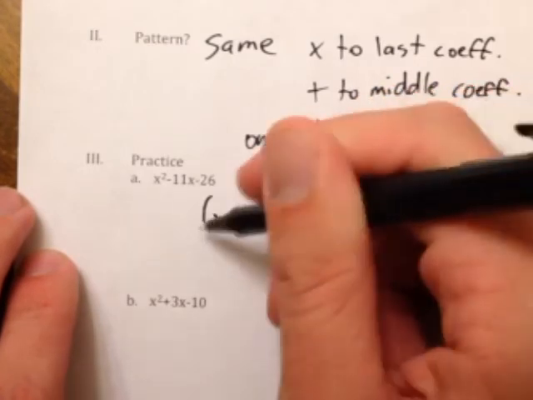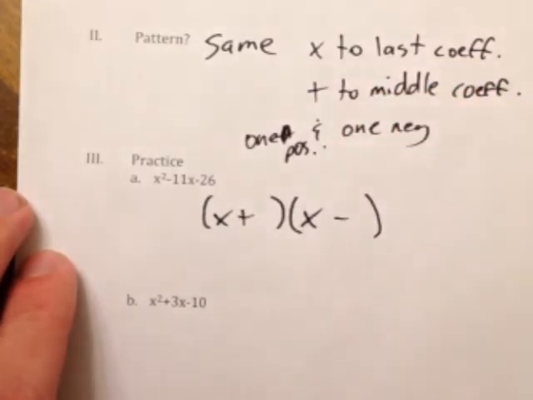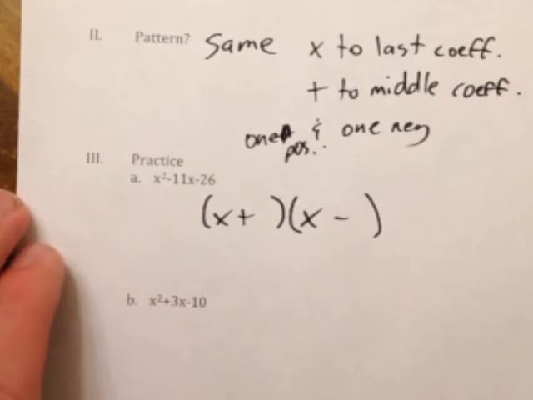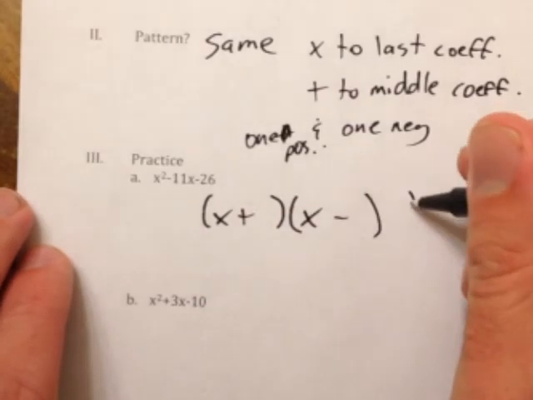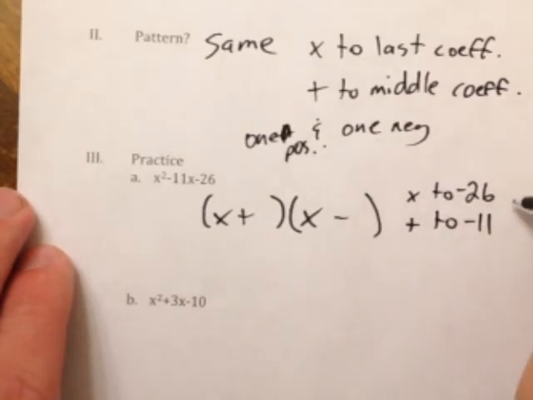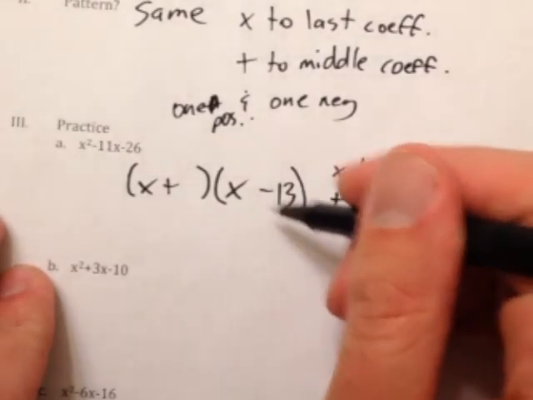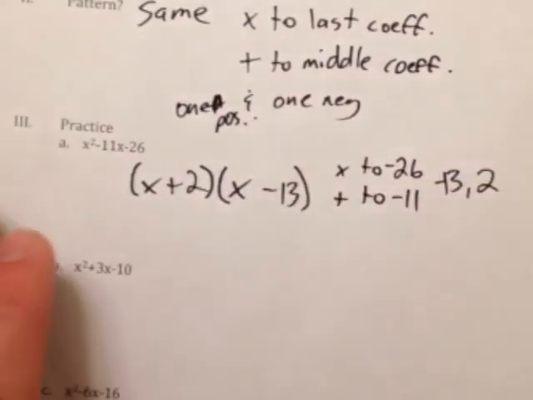Okay, so again, what I'm looking for down here, I know I start with x. They both start with x because when I multiply back, I got to get an x squared. I know one's got to be a plus and one's got to be a minus because I have a negative at the end. I also know that because my middle term is negative, the negative number's got to be bigger. I'm looking for two numbers that multiply to negative 26 and add to negative 11. That's going to be negative 13 and positive 2. So now the only thing I really got to be careful of is that I put the 13 in with the subtraction sign and the 2 in with the plus sign.